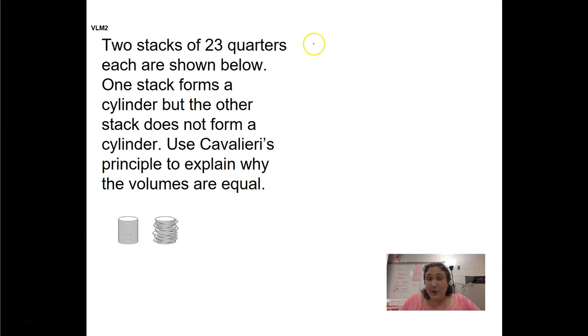Well, I'm not going to write a whole lot, but we know that the height has to be the same. We know the height is the same because it says there's 23 quarters in each stack. So we know the height has to be the same. We also know that they're each quarters. So quarters, because, you know, made by the U.S. Mint, they have the same area.